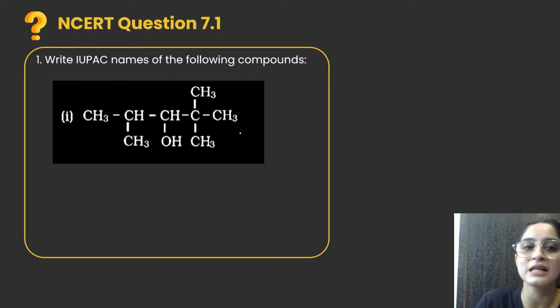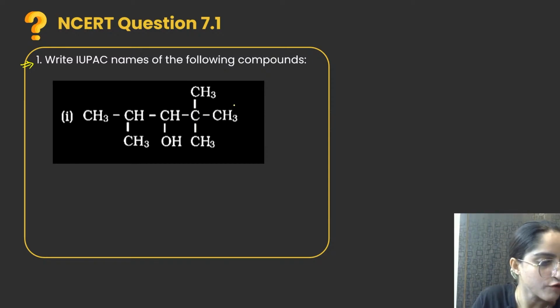So let us start the class. The first question, beta, you have to tell the IUPAC names of all these things, right? So first IUPAC name is, now firstly though we have to select the longest chain here, right? So firstly, beta, we will select the longest chain here, right?